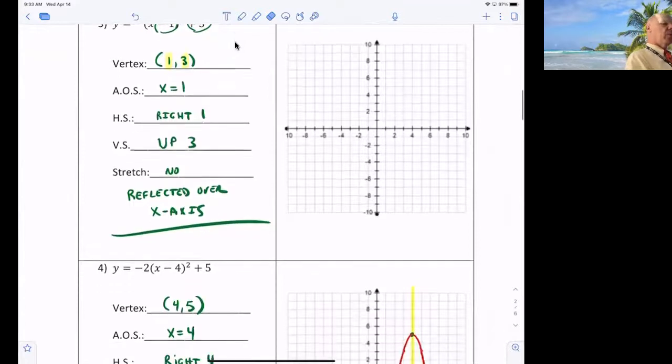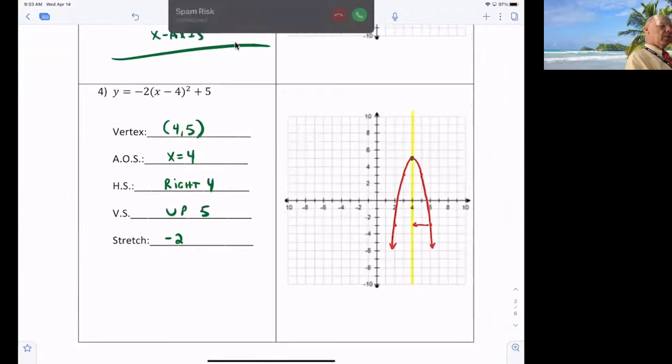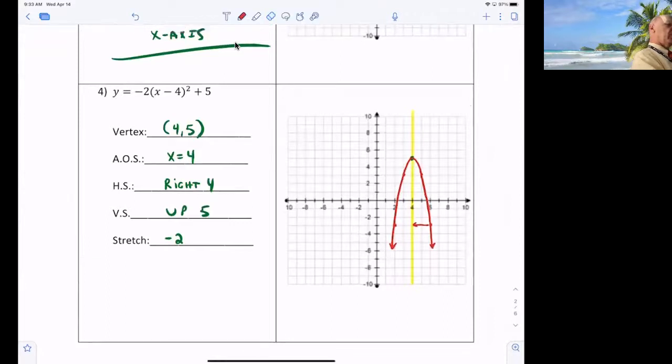Does everybody understand number 4? Everybody's okay with number 4? How do we find the stretch? The stretch is just this number, kiddo. You just say you're multiplying by -2. That's the A value. It's not really a point. It's just what you're doing.